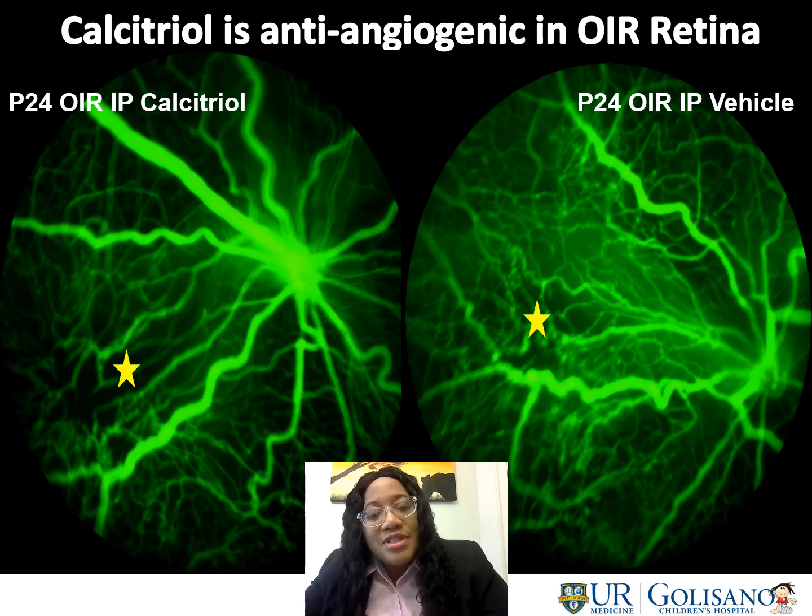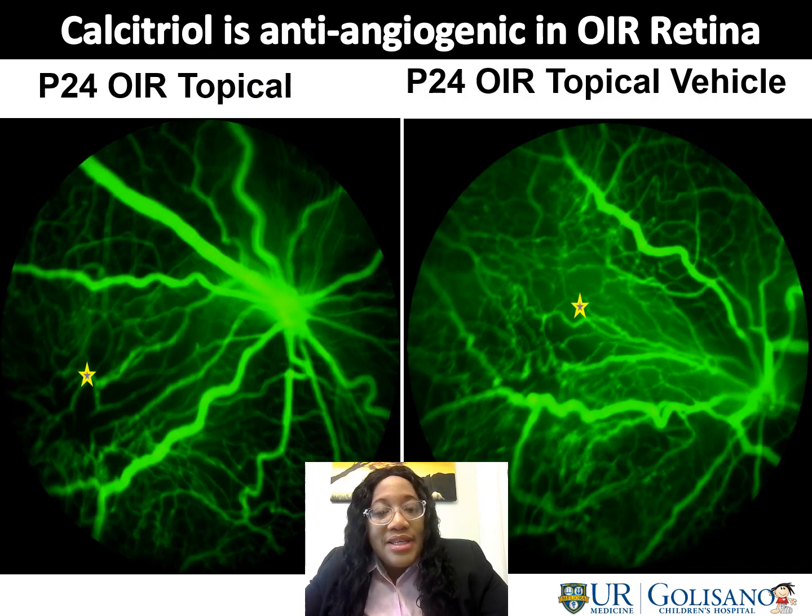I then reached out to Dr. Hector DeLuca, a renowned vitamin D expert who provided a topical eye drop formulation of calcitriol. We decided to try it. These P24 fluorescein angiography images show modestly increased avascular areas with low-dose topical calcitriol eye drops in the treated OIR mice compared to the vehicle controls without causing any systemic toxicity.